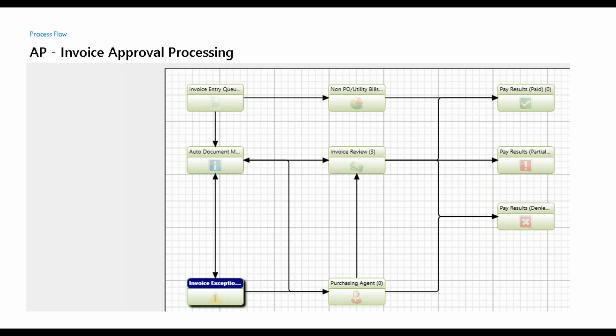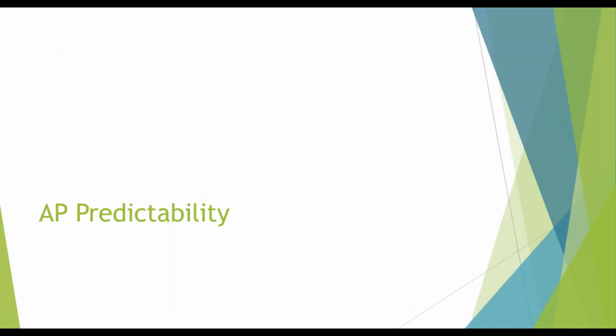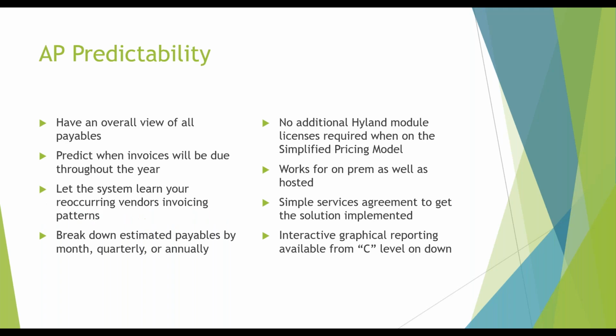So that was really a good example of the AP solutions that a lot of people put in for AP 1.0. But now it's time to look at the next step above. So what do we do once we get that system in there? Well, we really need to let the system start coming forward and working for us. And this is the solution that we are here today to talk about with respect to AP Predictability, or as we call it, APP. You'll be able to see an overview of all of your payables all at once.